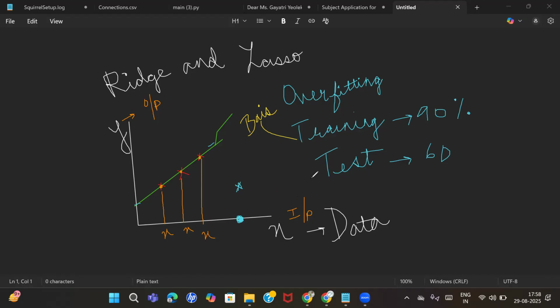For training, we use bias, and for test, we call it variance. And whenever my model is performing well and my accuracy is good, then we call it low variance.